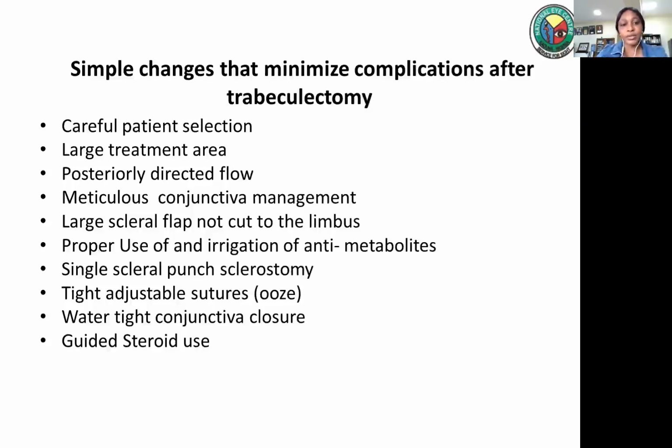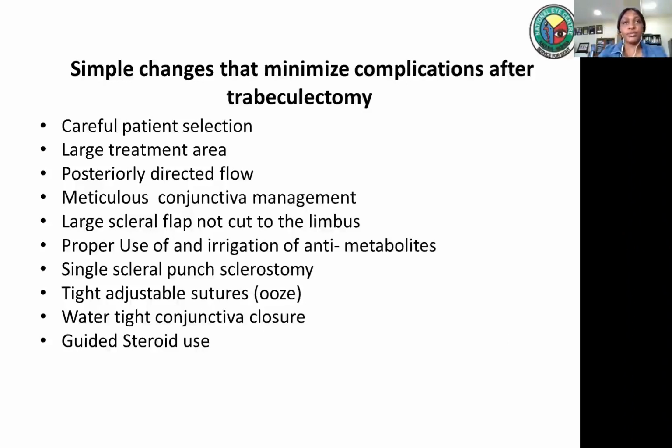Proper use and irrigation of antimetabolites, the right concentration, and the date at which it was reconstituted and mixed should be taken note of so that an expired one is not used. Also, a single scleral punch sclerotomy is very important, because you don't want to have jagged edges, and those jagged edges may predispose towards blockage. When closing, you should have a tight adjustable suture.